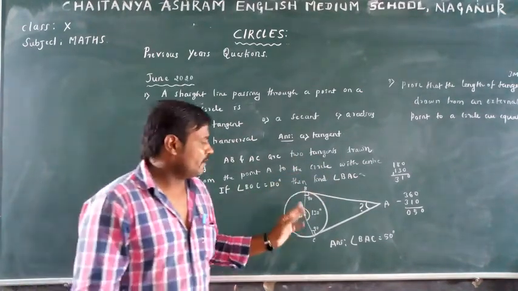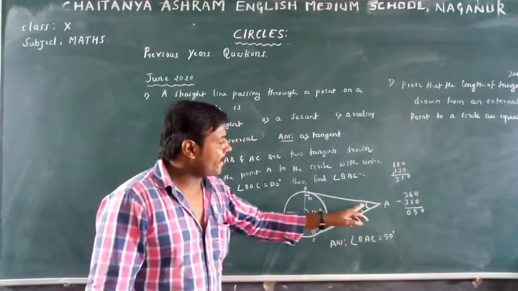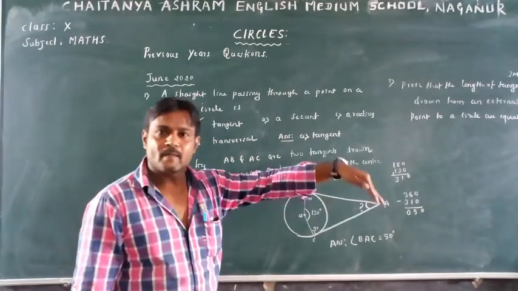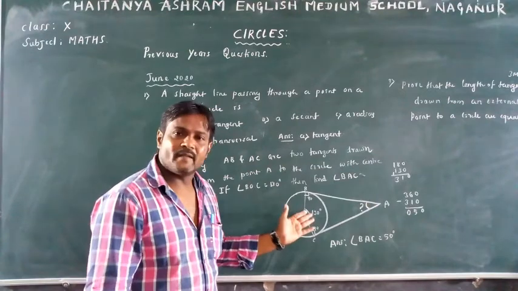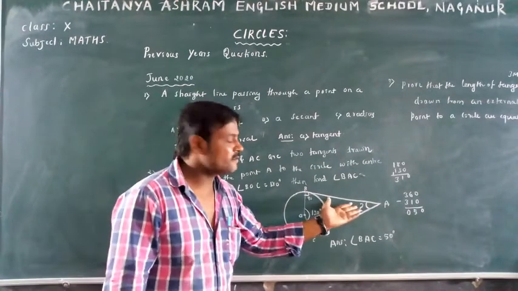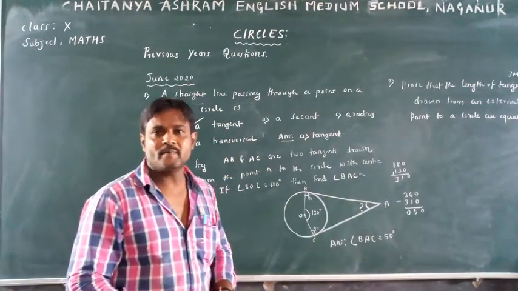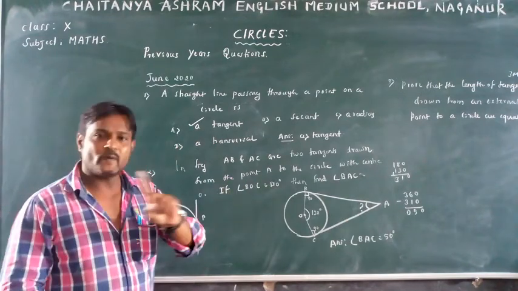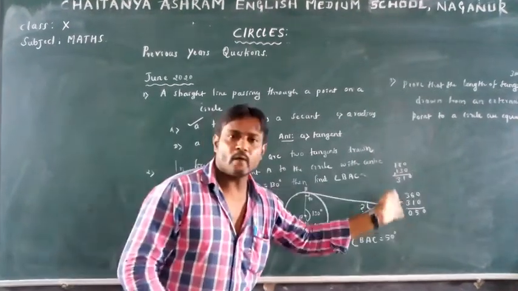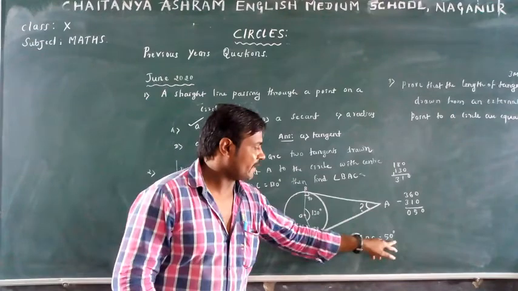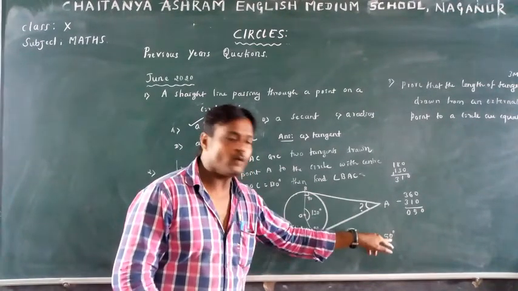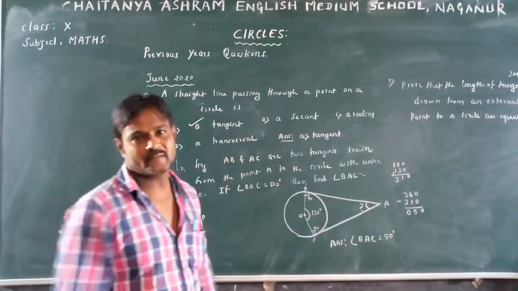Or remember, the angle between the radii and the angle between the tangents are always supplementary. Now it is 130 degrees, so for 180 this is 50 degrees. Use that concept. Whatever it may be, it is just one more question, so no need to calculate. Write the direct answer: angle BAC is equal to 50 degrees. You will get 1 mark.